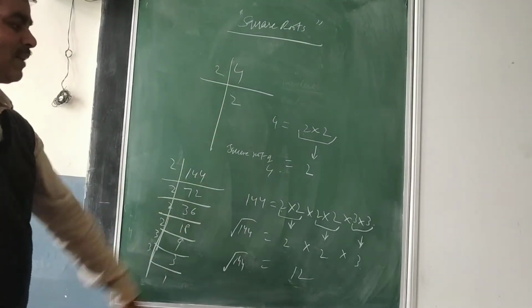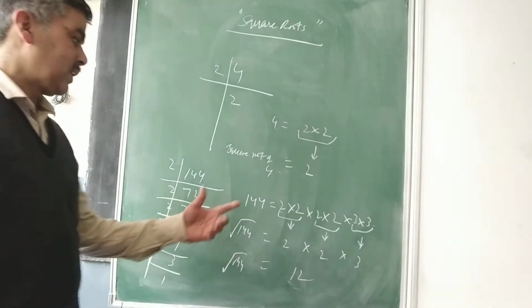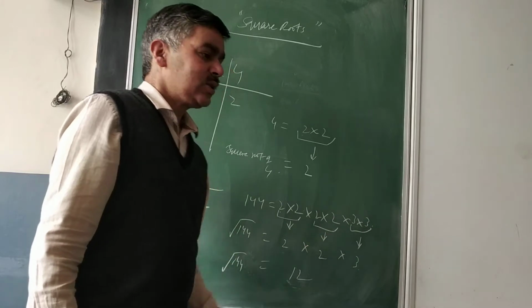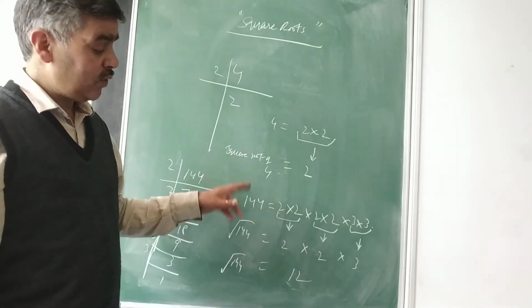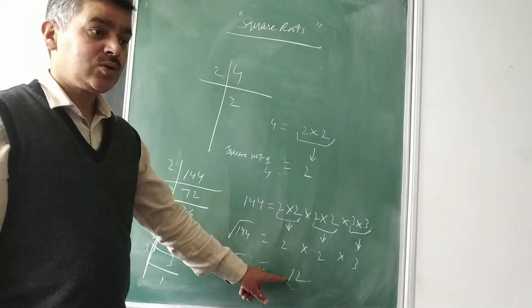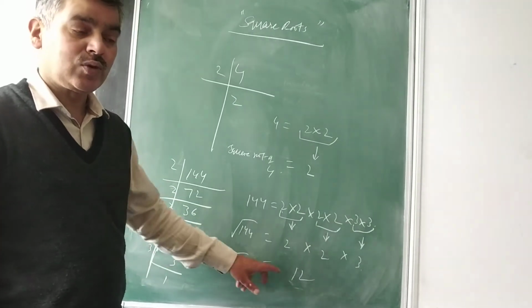So this is called the prime factorization method. Perfect squares will be there. So that is a perfect square. 144 is a perfect square of which number? That is 12. So therefore the square root of 144 is 12.